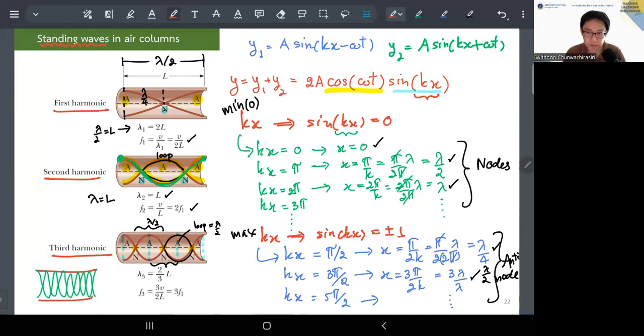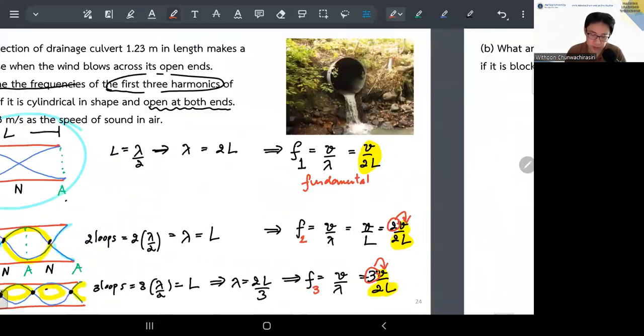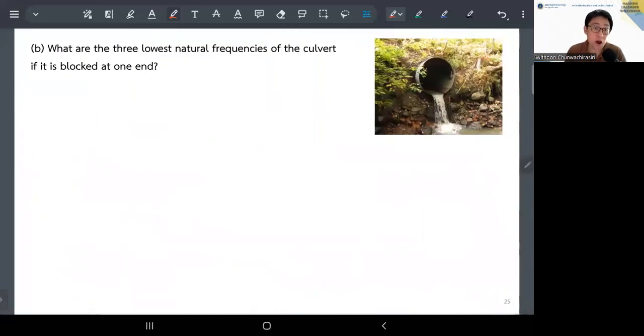Cool. All right, and just to contrast this with another case, let's take a look at the last problem that we're going to face here. What are the 3 lowest natural frequencies? All right, so I throw in another word over here.